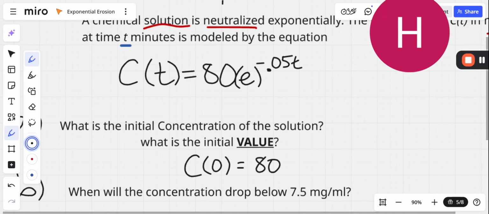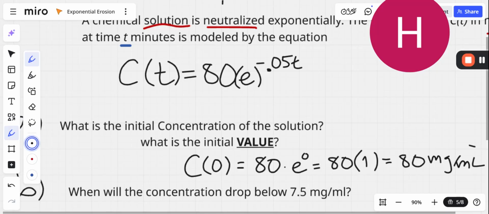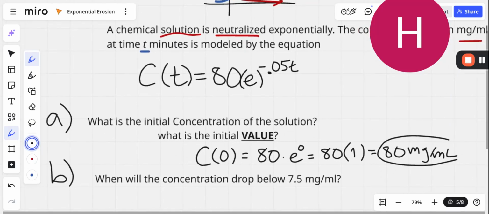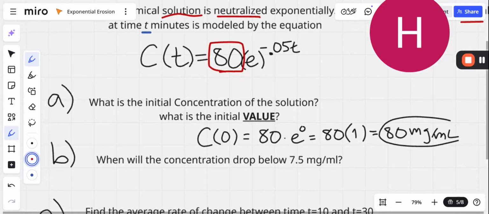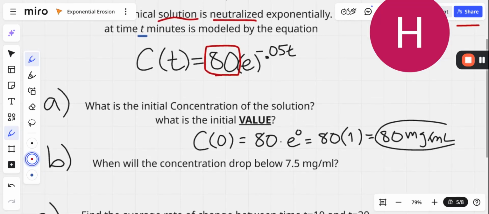That's going to give us 80 times e to the 0 power, because 0 times anything in that exponent is going to be 0. So we have 80, remember that anything to the 0 power, other than 0 of course, is 1. So this is just 80 times 1. And that gives us a total of, indeed, 80 milligrams per milliliter. All right, very easy to just plug in a value, and really we didn't have to plug in the 0, like I mentioned. You can identify that this is where the initial value is located, and that will take care of things for you. But now for part B, we're going to have to solve an exponential equation.